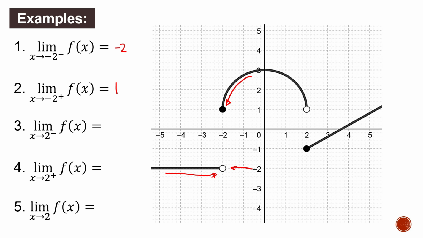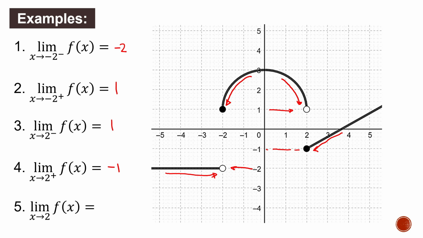All right. Now, what about the limit of f of x as x approaches 2 from the left? So we're talking about this one. That's positive 1. And then finally, oh no, second to the last problem, the limit of f of x as x approaches 2 from the right. So we're talking about this, and that is negative 1.